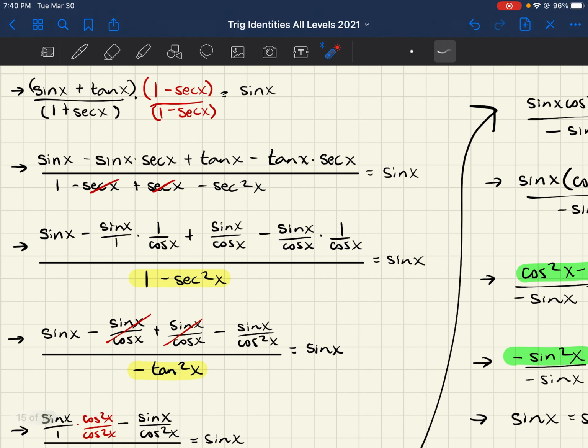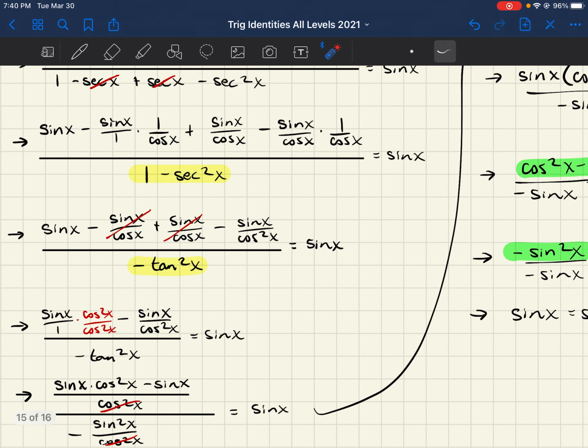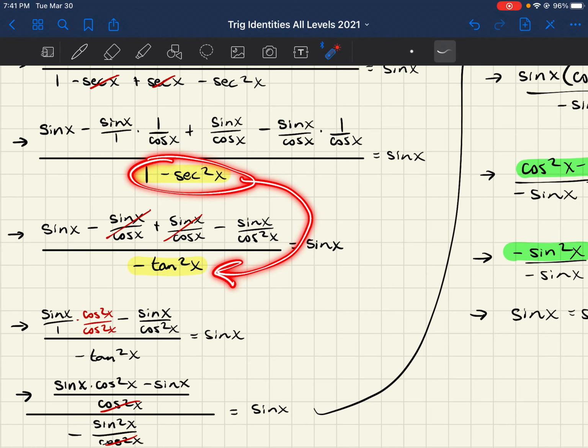when we combine those pieces up top, this is negative sine over cosine. This is positive sine over cosine. They cancel, leaving you with sine minus sine over cosine squared. And then we have an identity in the denominator, 1 minus secant squared. It's actually negative tangent squared. So that kind of brings us down to this step right here.